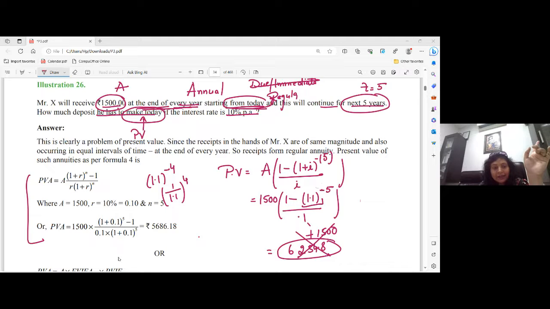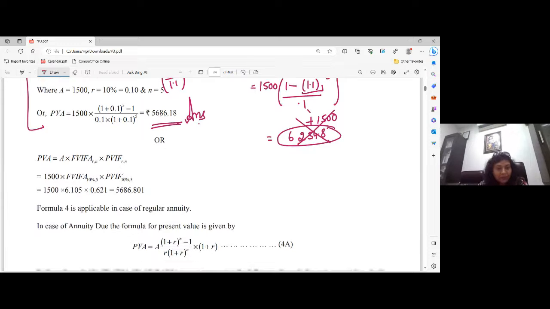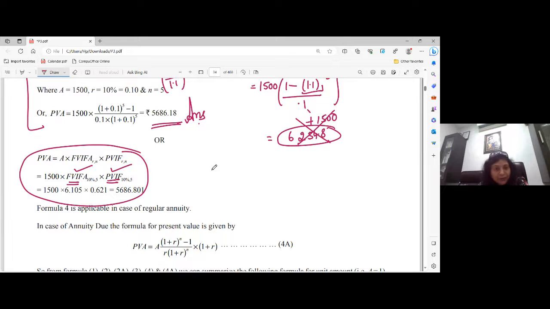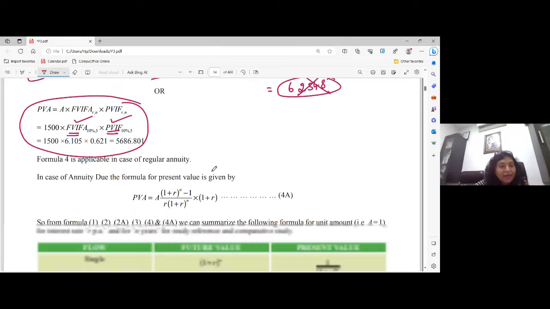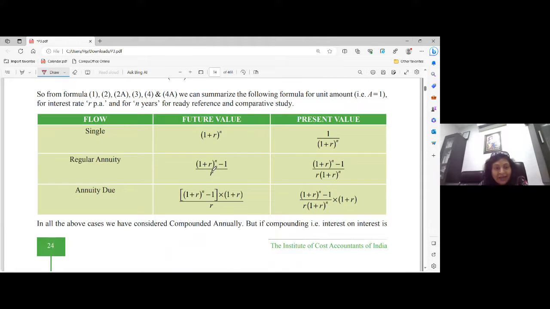So the answer is 5686.18. This is how you can find out the present value of annuity due or immediate. You don't need to use this formula because in that case you have to look at the table to find out the future value or present value. But with the formula which I have written for you, you can solve any question with the help of a calculator. Okay. So they have given a proper differentiation.